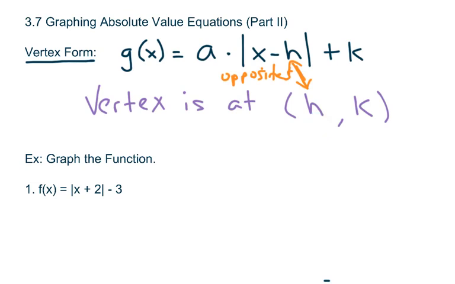The y value of your vertex, k: notice that this is positive k, this is also positive k. With the y value, the values are the same. So if it's plus 2 out here, it's positive 2 down here. So in vertex form, the vertex is at (h, k), the h's are opposite from function to point, the k's are the same. Positive, positive, or negative, negative. All right, let's try a few here.